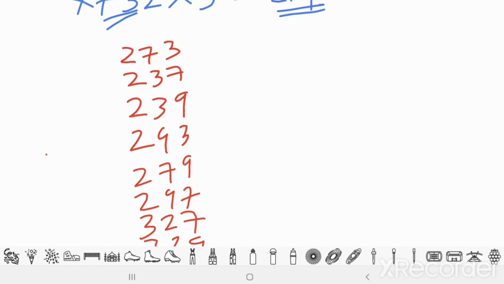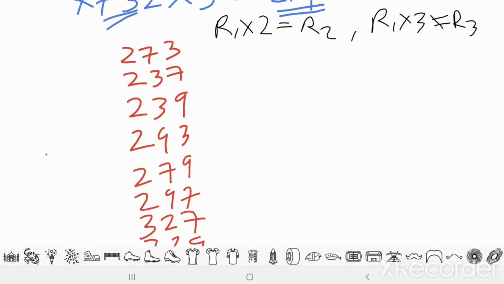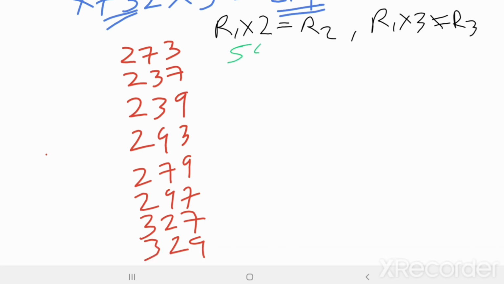So here R1 into 2 we get R2, R1 into 3 we get R3. Then 273 into 2 we get 546, and 273 into 3 we get 819. So here all the digits are different, no repetition of digits. So this is the one combination we are looking for.